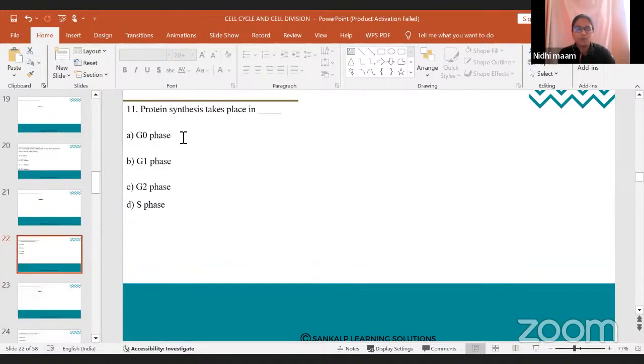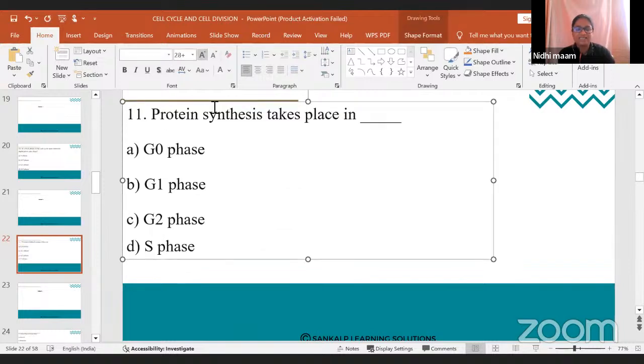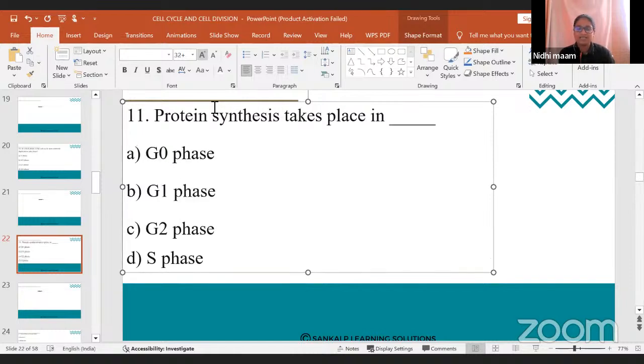Next question. Protein synthesis takes place in: A, G0 phase; B, G1 phase; C, G2 phase; D, S phase. Protein synthesis takes place in.